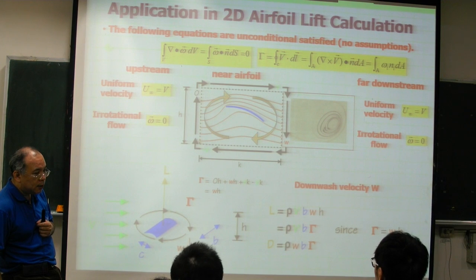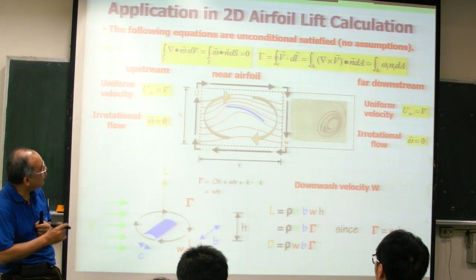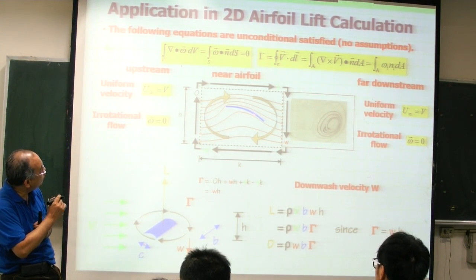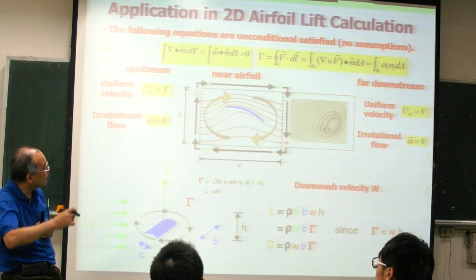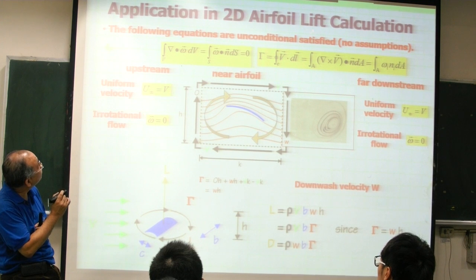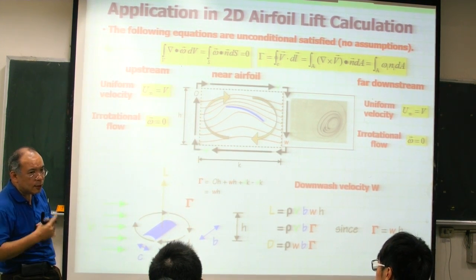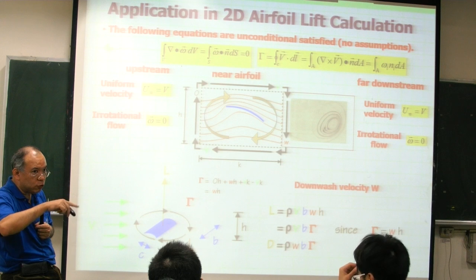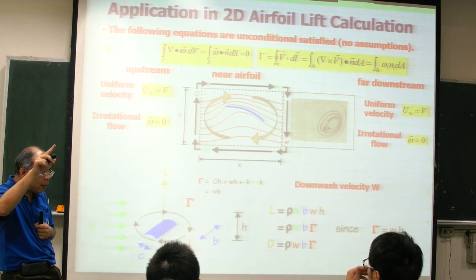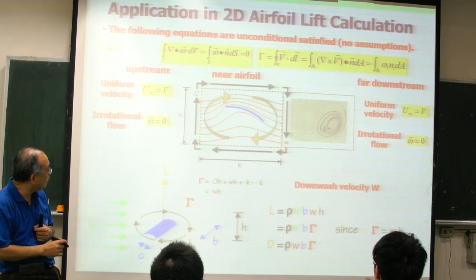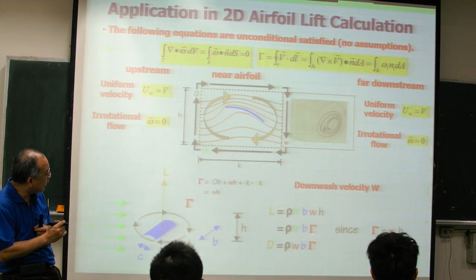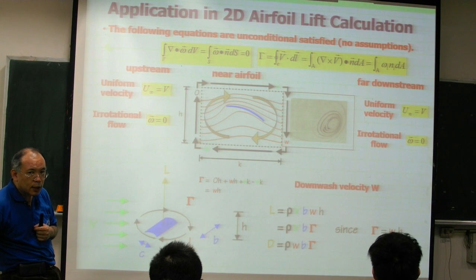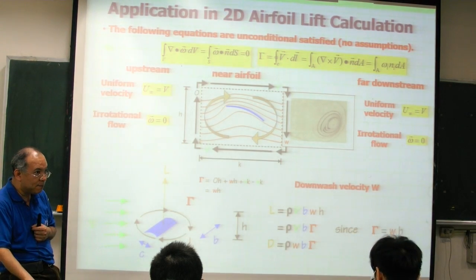As I said before, once you have a flow over an airfoil, there is generally lift, and this lift can be calculated as lift equal to rho v gamma, right? Rho v gamma. And gamma is what? Gamma is the circulation.